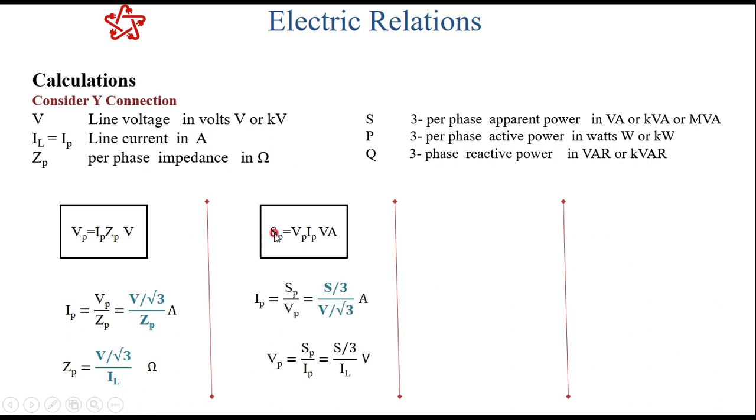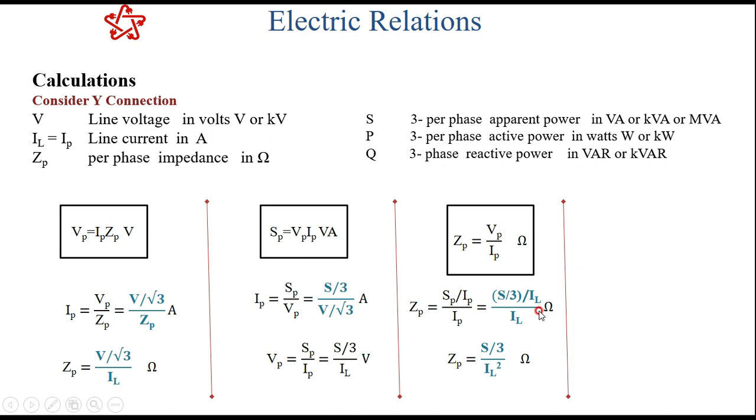Then similarly, if we look at SP is equal to VP by IP, that is the per-phase volt-ampere. Now the other quantities are given as line quantities, which can be converted into per-phase. The basic equation is IP is equal to SP by VP. SP is not given, but S is given, therefore SP is equal to S by 3. We are dividing by 3. VP is equal to V by root 3 because we have to express in per-phase quantity. Similarly, VP is equal to SP by IP, therefore SP once again is S by 3 divided by IL.